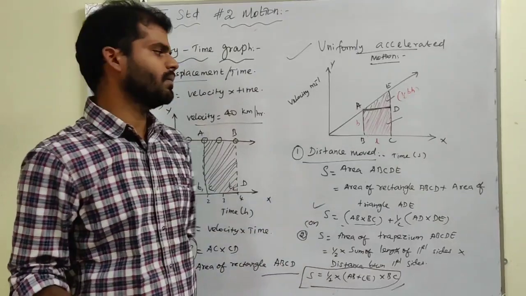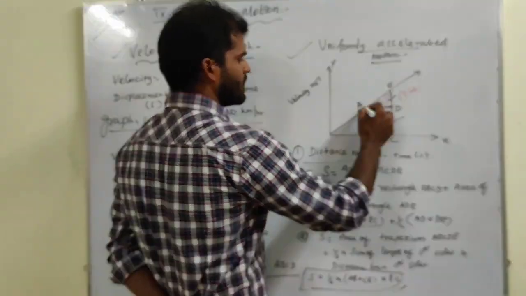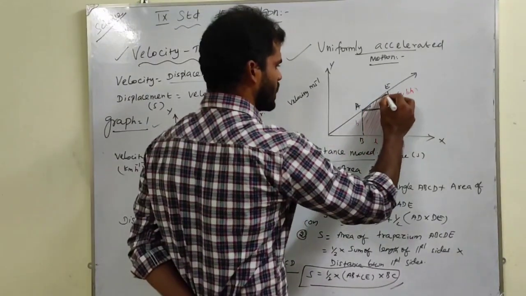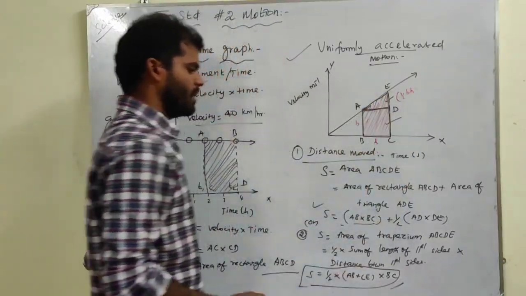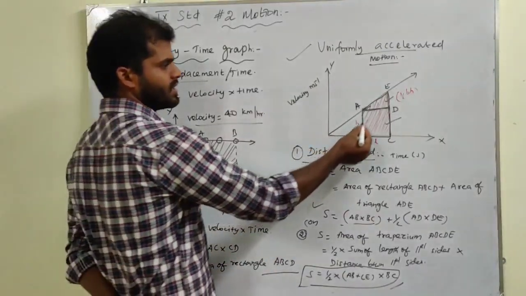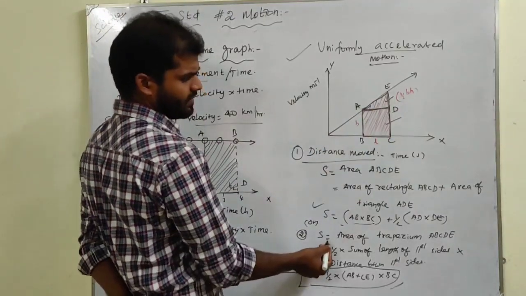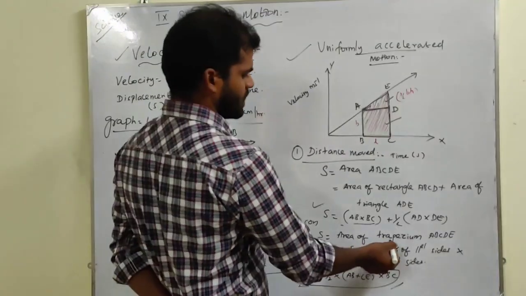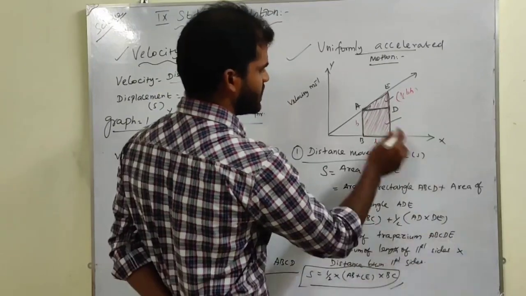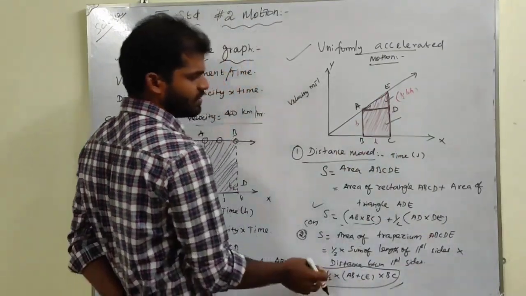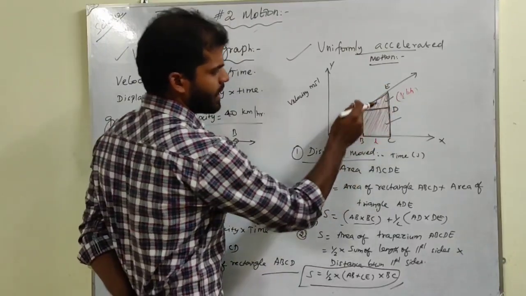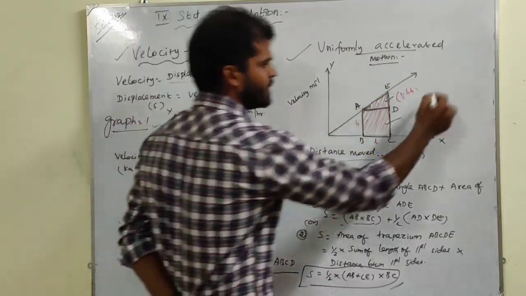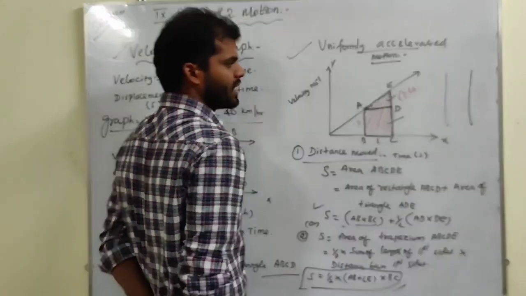No sir, is there any other method? Yes, we have a direct method. This entire portion is called a trapezium, and we have a formula for the trapezium. So how can we calculate it? S is equal to the area of the trapezium, that is ABCDE, that entire area. How can we calculate that? It is half into the sum of parallel sides. The parallel sides should be identified, right? So this is called the sum of parallel sides.